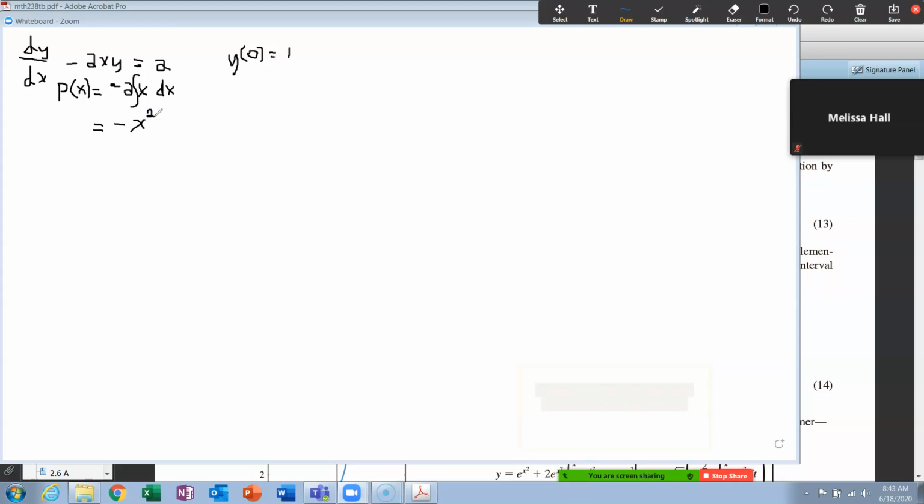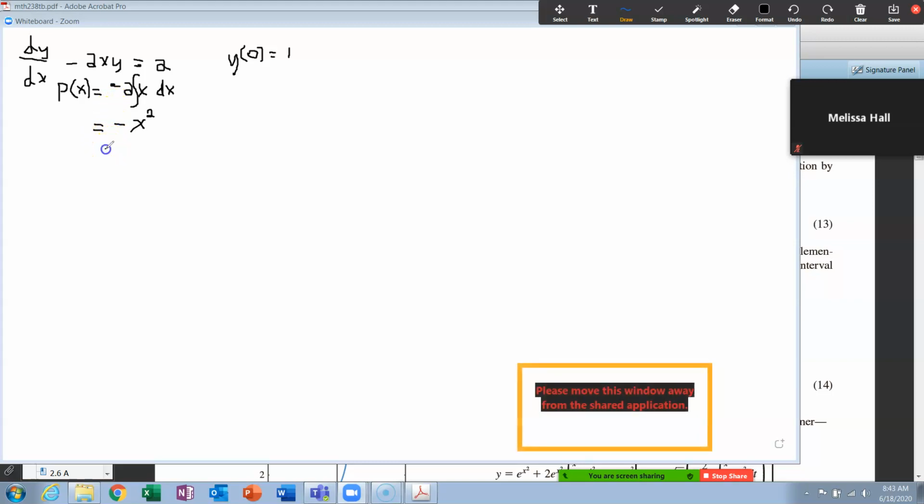Now what do we do with that one? The integral of p of x dx, you e it, okay? So you raise e to that power. That is your integrating factor, e to the minus x squared. So what do we do with it? We multiply it by each term on both sides of your equation.